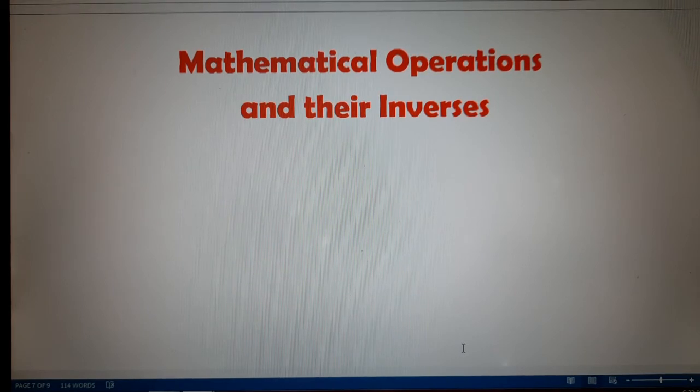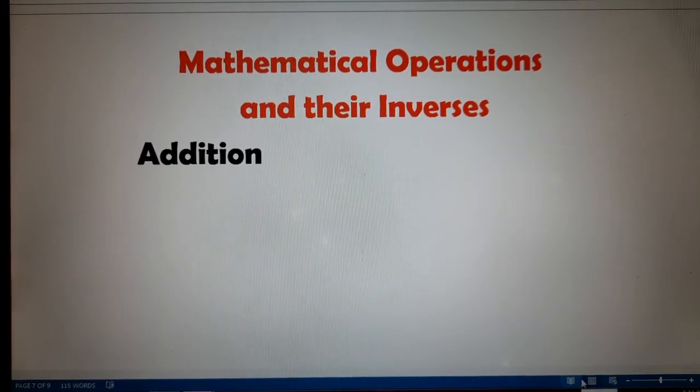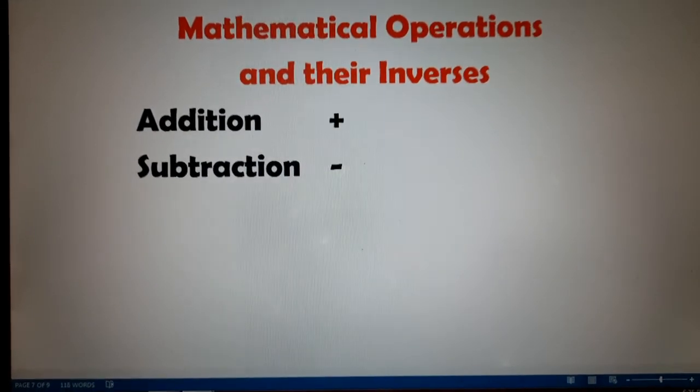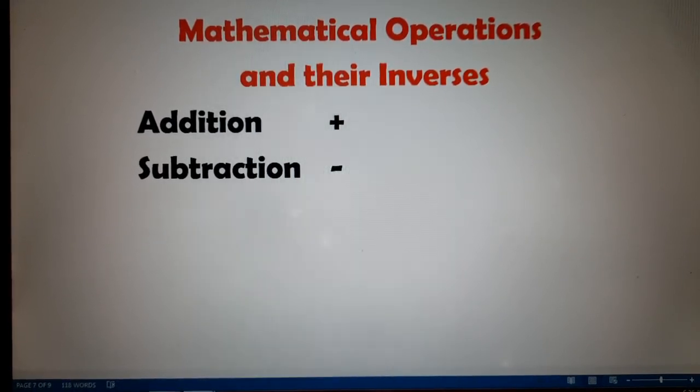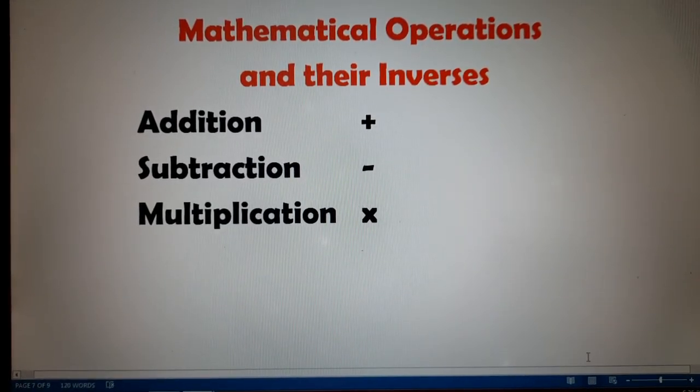Then you should know mathematical operations and their inverses. So what are the mathematical operations you know? Addition, subtraction, multiplication and division are the main mathematical operations we use.